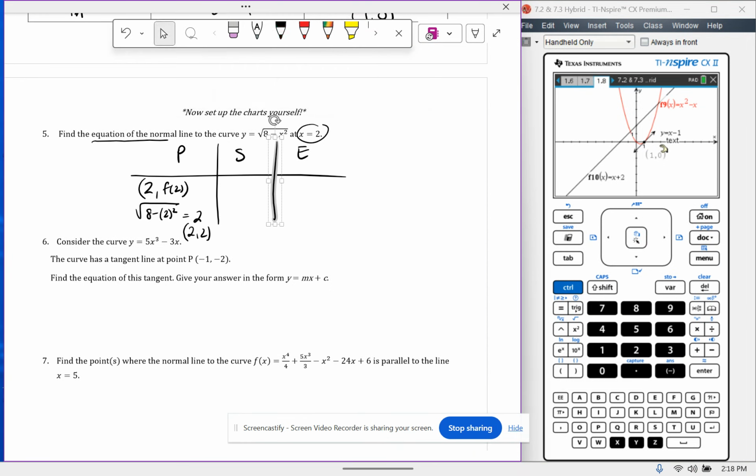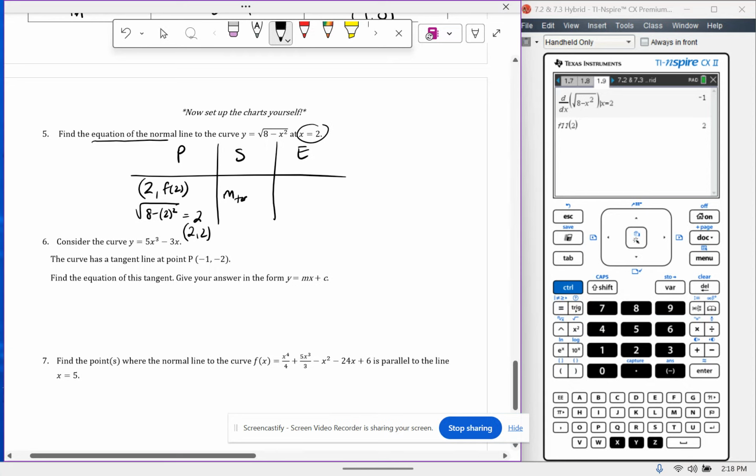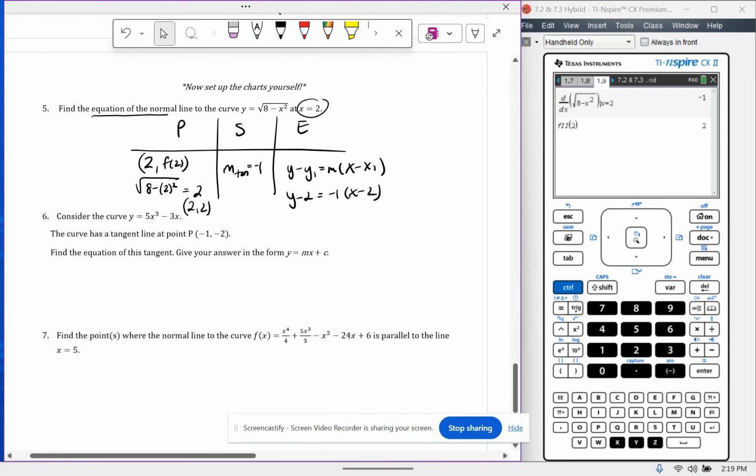All right, so the slope is going to be the derivative evaluated at 2. We don't know how to take the derivative of something that looks like this, so we would certainly use our calculator to help us. Okay, so we would have the derivative of 8 minus x squared, all under our square root, when x equals 2 is going to be negative 1. So we have the slope, or m tan, is going to be negative 1. So our equation is going to look like y minus 2 is equal to negative 1 times x minus 2. And that is going to be the equation of our line.